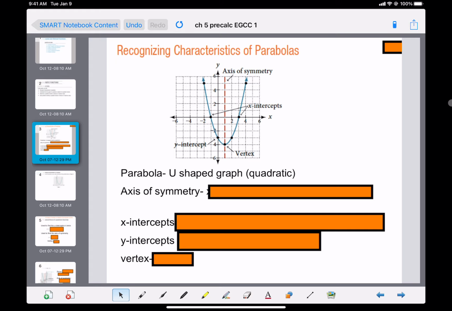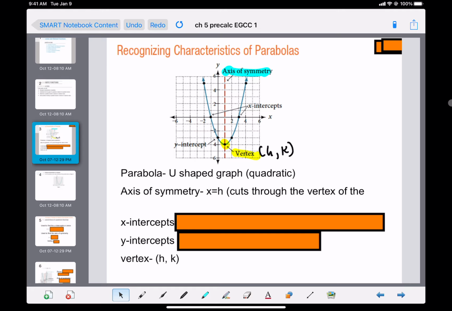Now let's start with the vertex. Vertex is this point right here. I'm going to refer to it as the point (h, k). Now, the axis of symmetry is this line. That line is always going to go through the vertex and is always of the form x equals h. And you'll notice that in our vertex, the x is equal to h. Okay. And these shouldn't be things that you haven't seen before.